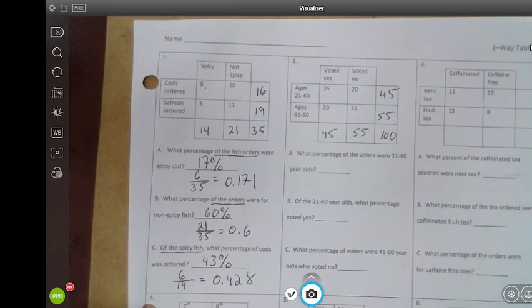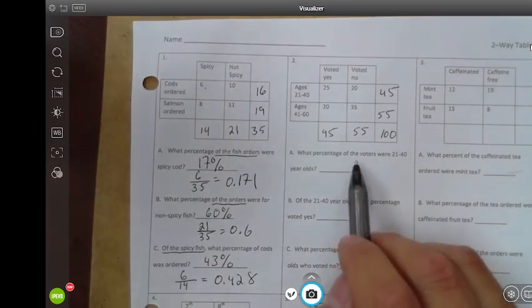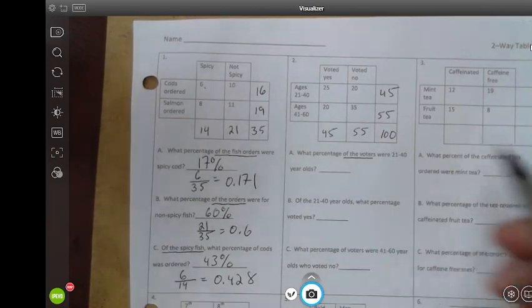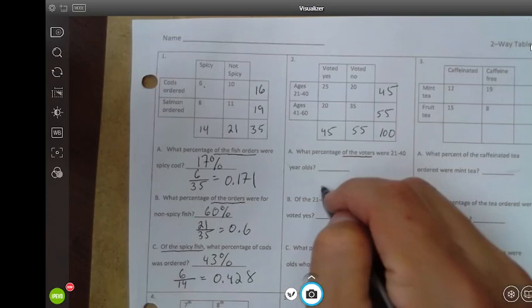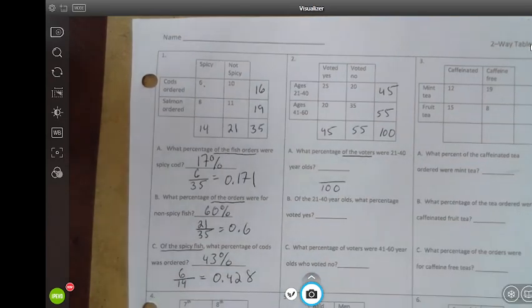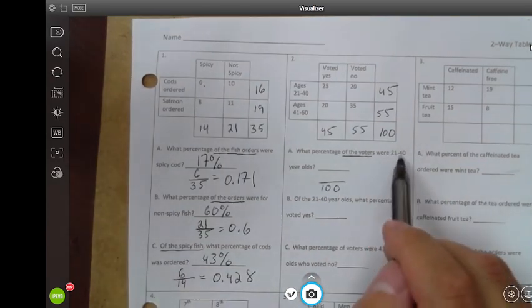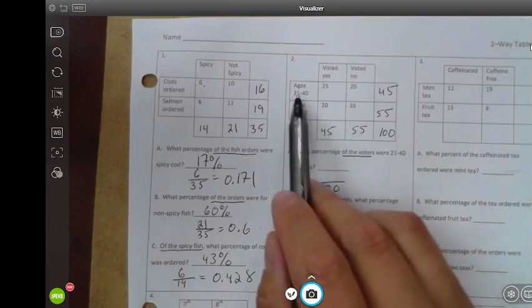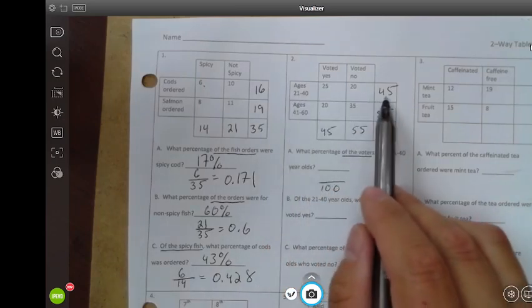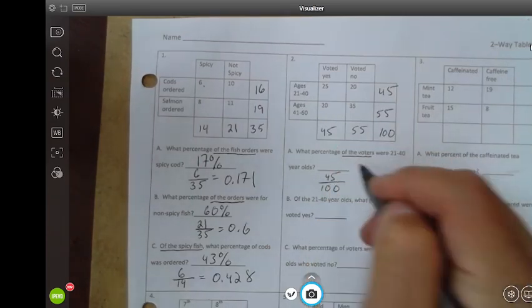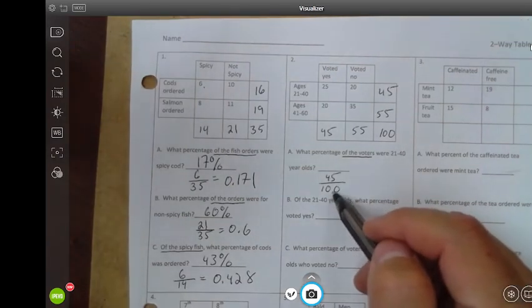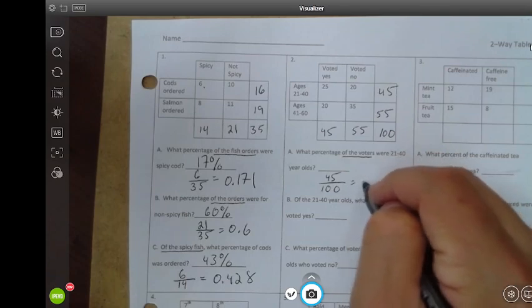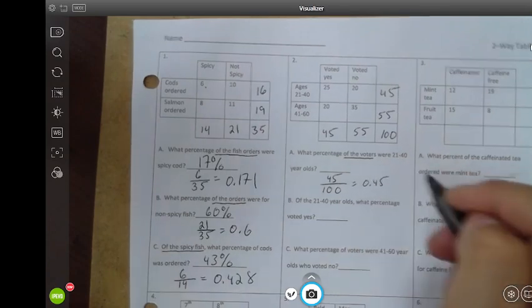Okay. All right, now let's answer the questions. What percentage of voters, doesn't specify what type of voters, that means of the voters, there's 100 voters. Okay? So that's the denominator. Were 21 to 40-year-olds. There were 45 21 to 40-year-olds, right? So there's 45 of them. Well, it's out of 100, so that makes it pretty easy. 45 divided by 100 is 0.45, right? So this is going to be 0.45, and that's 45%.